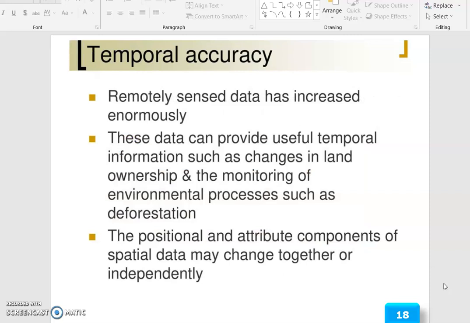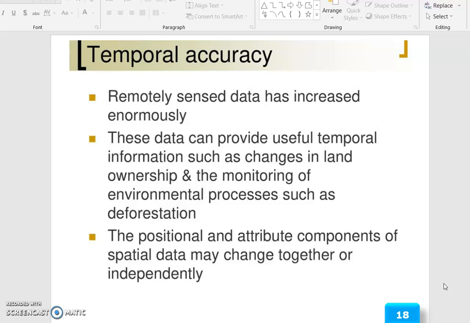Temporal accuracy. Remotely sensed data has increased enormously. So this data can provide useful temporal information such as changes in land ownership and the monitoring of environmental processes such as deforestation.